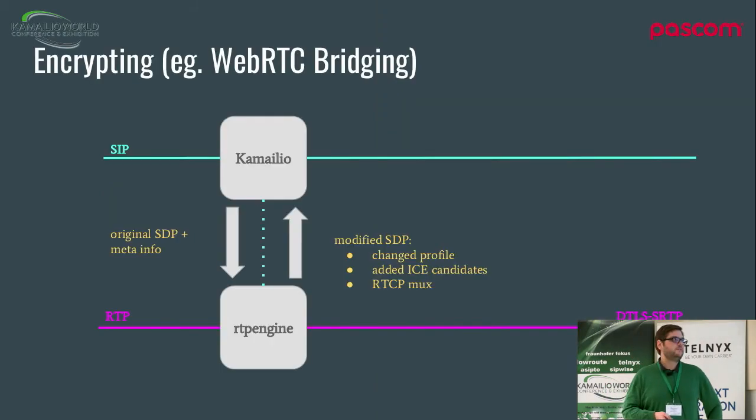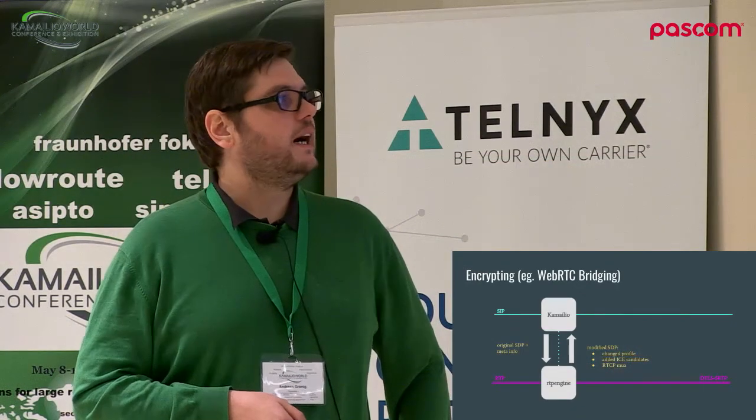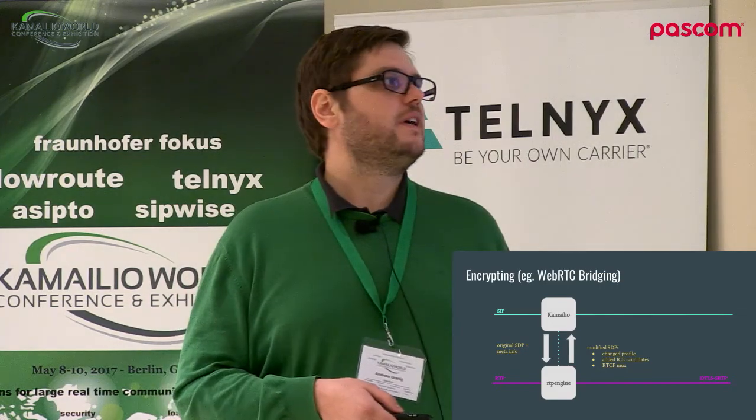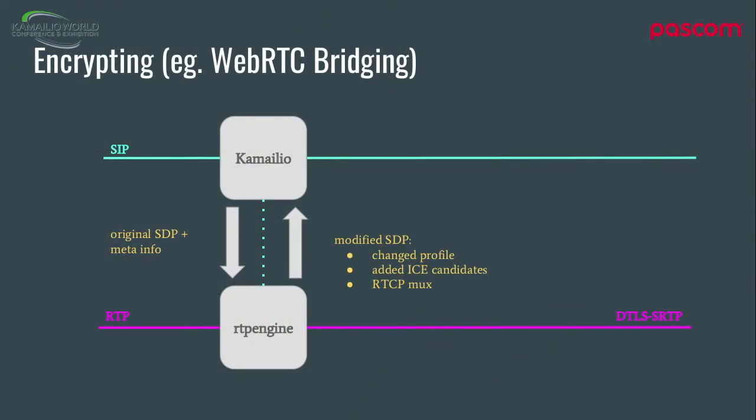Just use encryption, really. How it works is, again, that you pass in from within Kamailio the SDP information you get from a calling party. It could be a WebRTC-based SDP body, plus the meta information. And RTPEngine, based on the parameters you give it, is going to modify the SDP heavily. So what it can do is change the profile. It can add or remove ICE candidates. It can do RTCP muxing and demuxing in order to make it possible to bridge a plain RTP call to a DTLS-SRTP call.